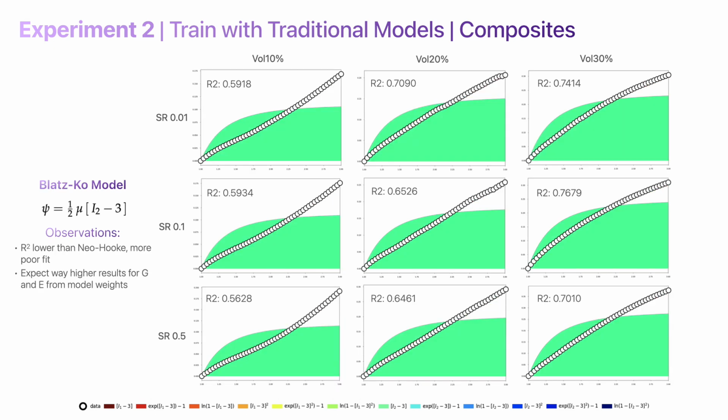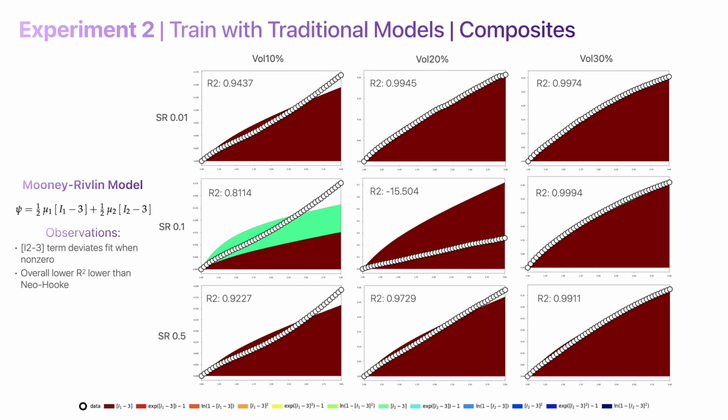We also tried the Blatz-Ko model, which uses the second linear invariant term. We can see the model overshoots at the beginning and then undershoots towards the end, because the model is trying to minimize the error between prediction and data. Lastly, we tried the Mooney-Rivlin model, which combines both, and we see that overall neo-Hookean performs the best.